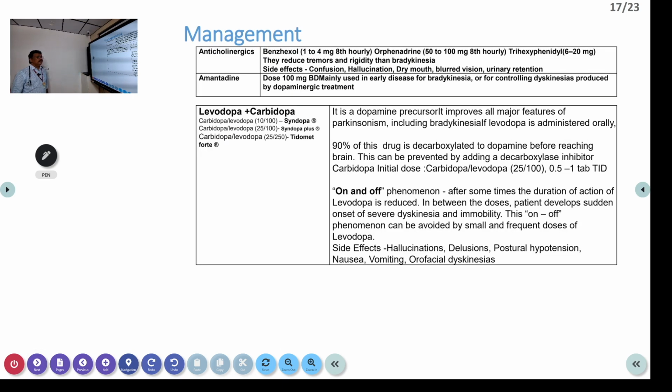Now, management. Normally when the patient comes to the emergency room, we have to always take care. Most of these patients come with aspiration. The most common cause of death in Parkinsonism is aspiration and aspiration-induced problems. So aspiration should be taken care of. Airway, breathing, circulation should be taken care of. They can have postural hypotension, so that has to be taken care of.